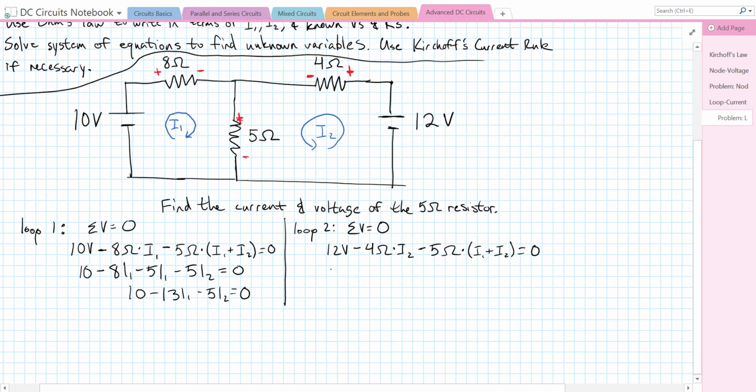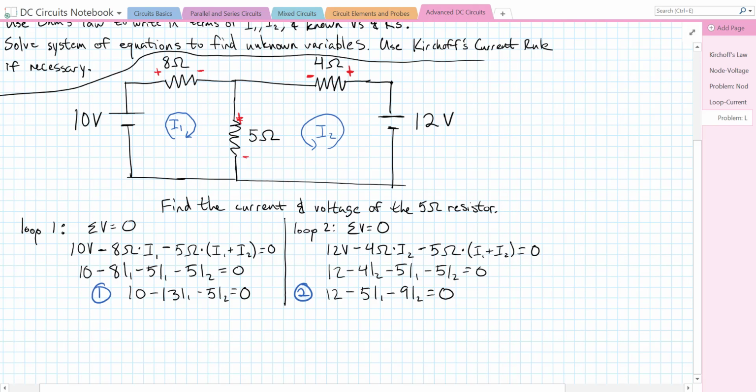We're going to do 12 minus 4I2 minus 5I1 minus 5I2 equals 0. That's going to give us 12 minus 4I2 minus 5I2. Let's do minus 5I1 minus 9I2 is equal to 0. So now we have two equations, which I'm going to call 1 and 2.